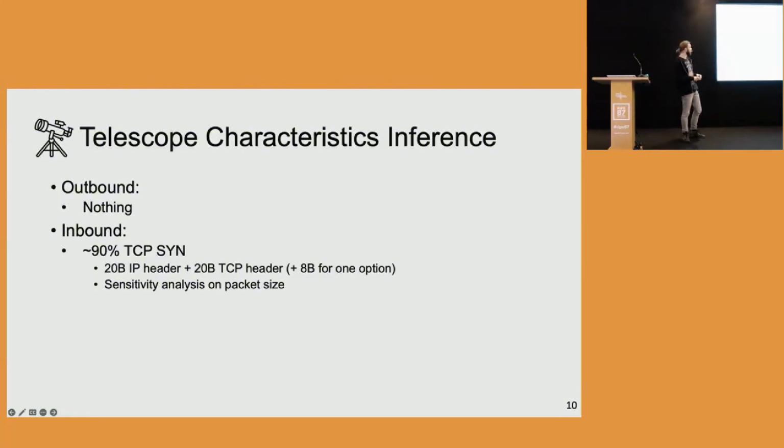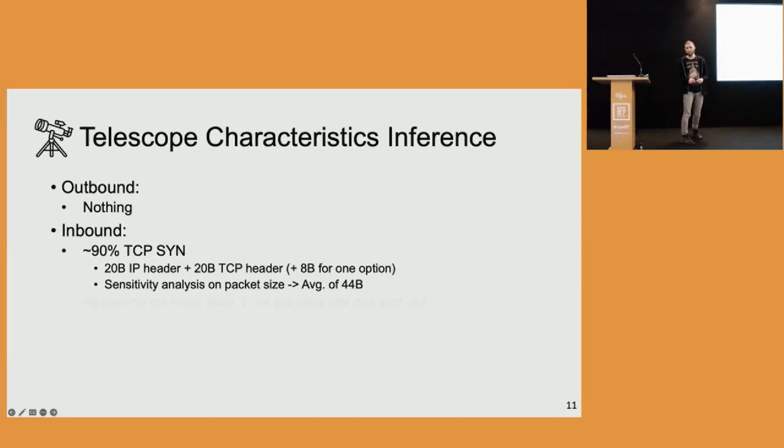Those packets consist of a 20-byte IP header and a 20-byte TCP header. But some of them have an option set, which adds another 8 bytes to the packet size. Those options can be used for fast reopening and other things that attackers might be looking for. Because we didn't exactly know what packet size we should use for our inference, we did a sensitivity analysis on the packet size. The details are in the paper. It turns out that the average is exactly in the middle between 40 and 48 bytes, so it's 44 bytes that we use for our threshold.